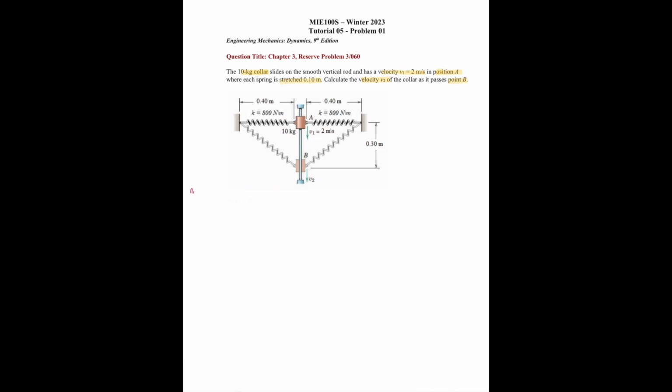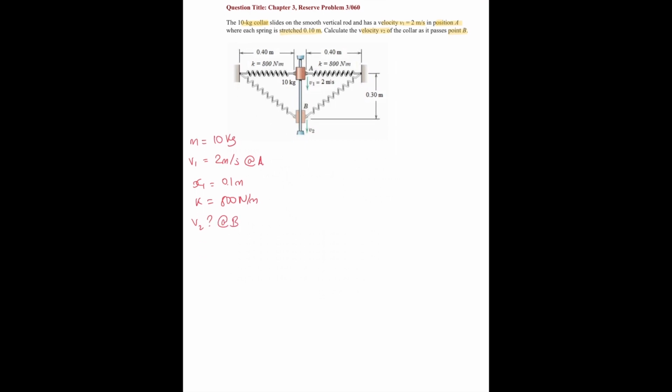Alright, so we know the mass of the collar. We also know the velocity at point A. And we know how much the spring is stretched by, so 0.1 meters. We know the stiffness of the spring. And we want to find the velocity at point B. So the first thing we're going to do is try to find x2.